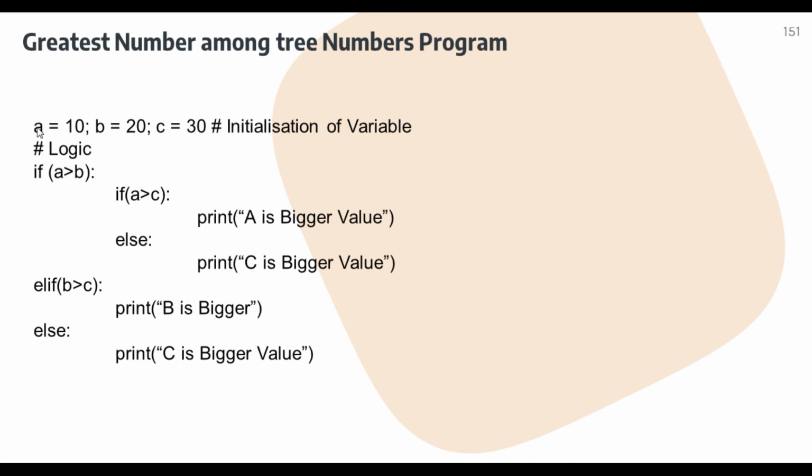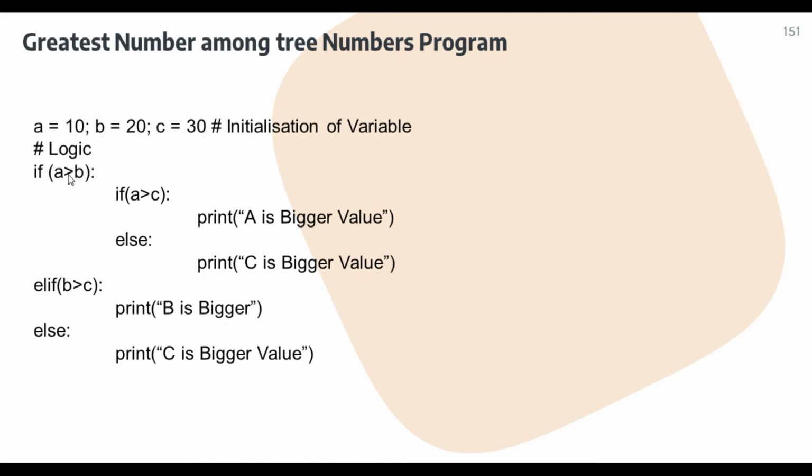Here I am going to check whether a is bigger than b. If a is bigger than b, it will check again whether a is bigger than c. If it is true, then it will say a is the biggest value among the three values. Otherwise, if it is false, c will definitely be the bigger value. Or if the condition is false, that means a is not bigger than b, so we have to pass the control to the elif part of this code.